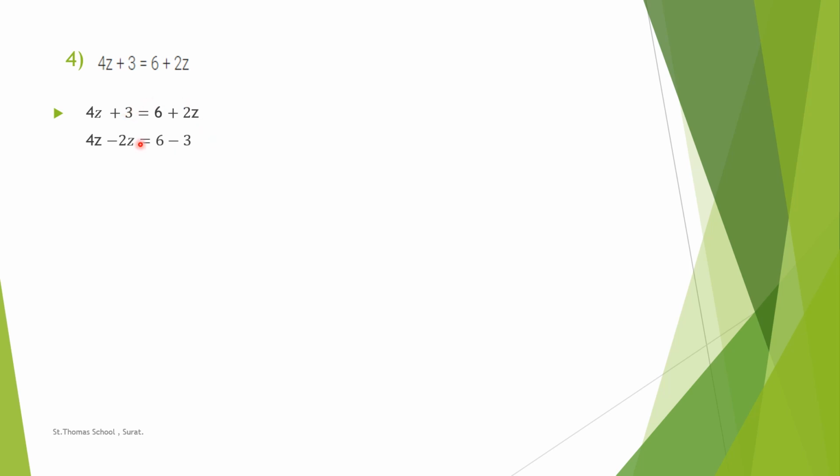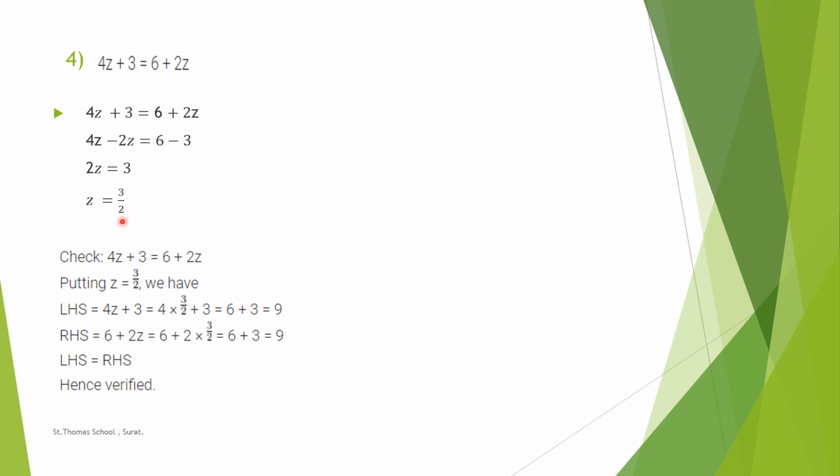4z minus 2z. What is the answer? 2z is equal to 6 minus 3. Answer is 3. So z is equal to, this is multiplication. If it comes here, division. So z is equal to 3 by 2. So we can check. Write the question once again.